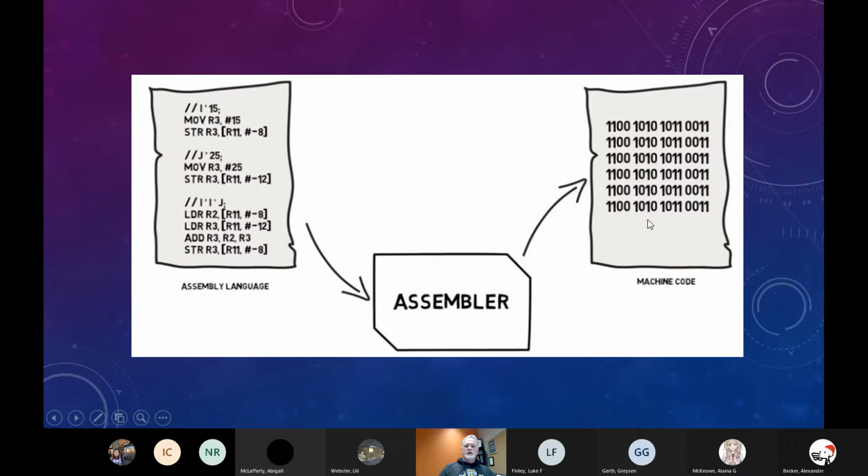Here's the bits, ones and zeros, all right? Here's the assembly code. And you can see move, I forget what STR stands for. I think LDR is something about load directly to register, all right? But that's the assembler language, all right? Like I said, you all won't deal with either one of these.